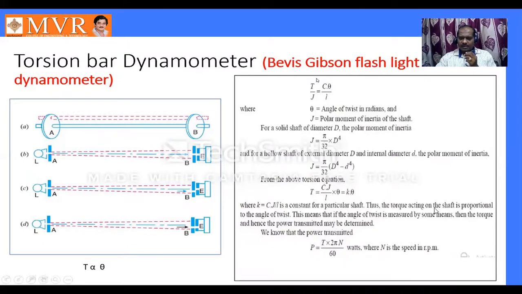Thus, the torque acting on the shaft is proportional to the angle of twist. This means that if the angle of twist is measured by some means, then the torque, and hence the power transmitted, may be determined. So we know that power transmitted is P is equal to T into 2 pi N by 60. So how to measure the twist? How to measure the angle?